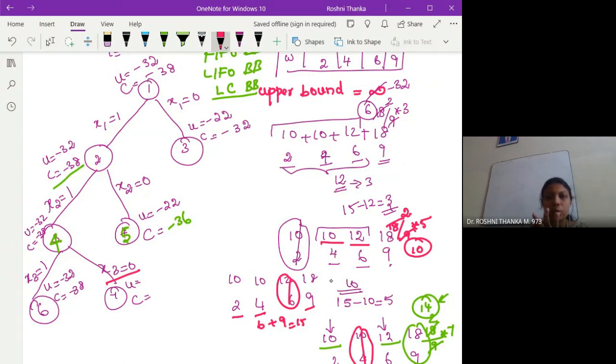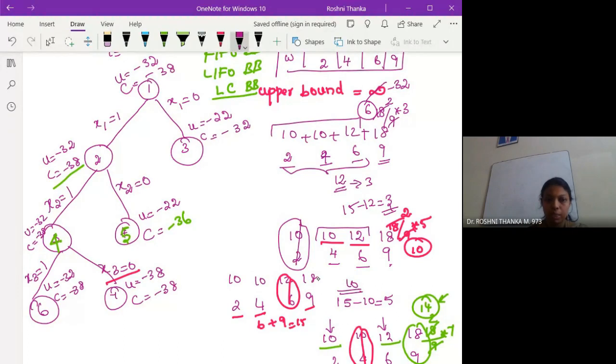So there is no need of calculating any fraction in it. So directly we can take the upper bound also. What is the upper bound? 10 plus 10 plus 18. So we will be getting minus 38. And how to calculate the cost? Again the same thing, 10 plus 10 plus 18. So I'll be getting minus 38. Okay. So here I hope you got it.